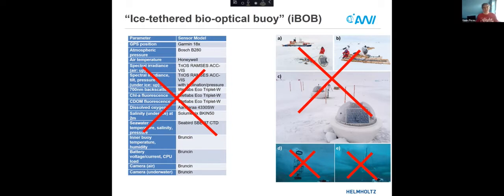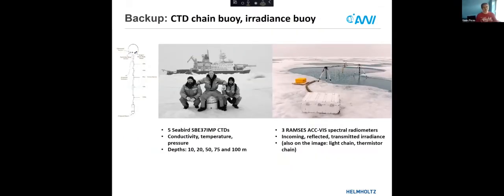But there is a backup thanks to the tremendous amounts of devices that have been deployed on Mosaic, and many of them actually being left, just like our AZFP buoy. We do have a backup that gives us some data on water column properties with the thermistor chain, with CTDs, and with light measurements above and under the ice.